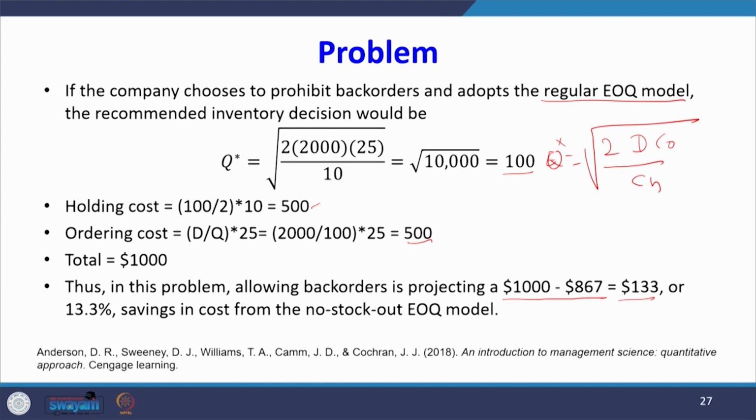So, what comparison are we doing? If you go with shortages and without shortages. Without shortages, our cost is $1000. With the shortages, total annual inventory cost is 867. So, $133 is the saving due to these planned shortages.